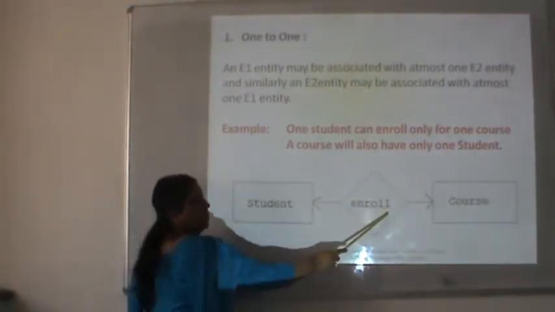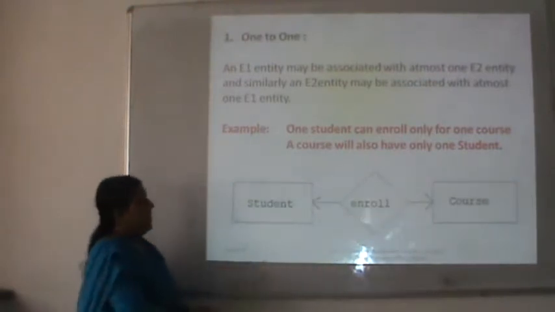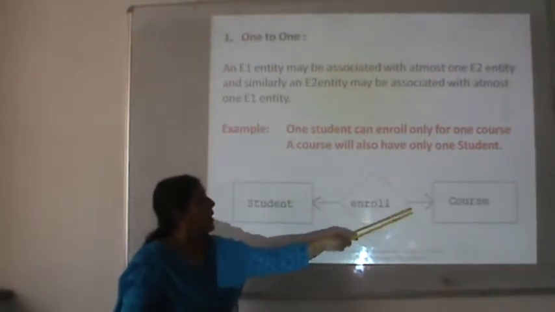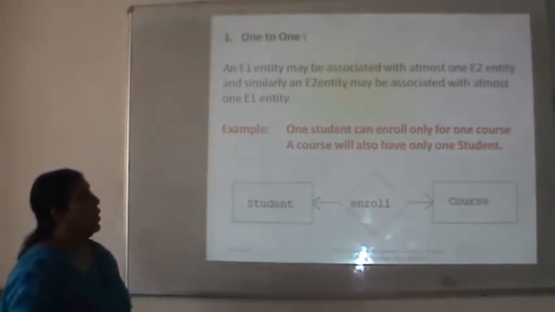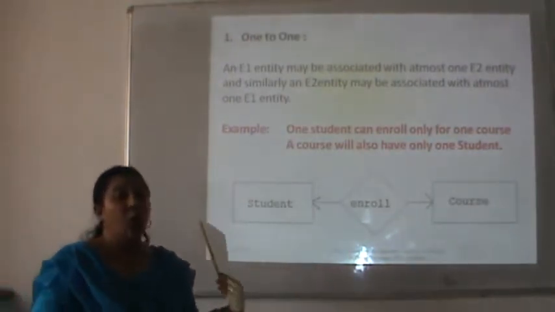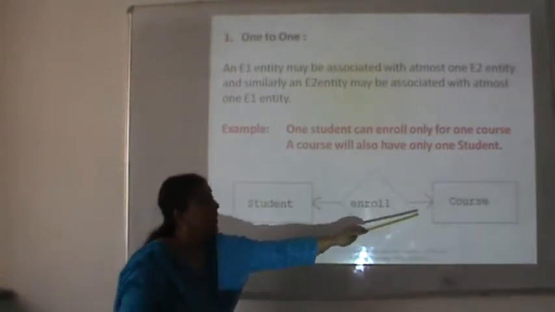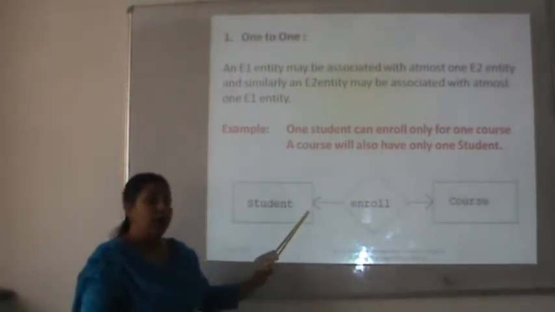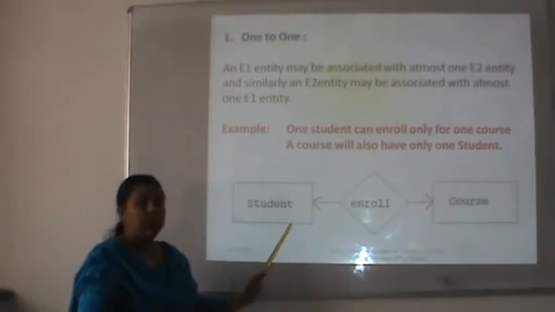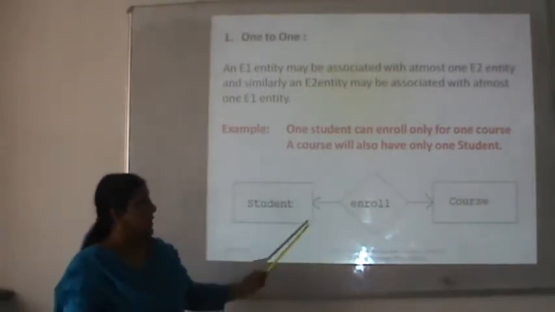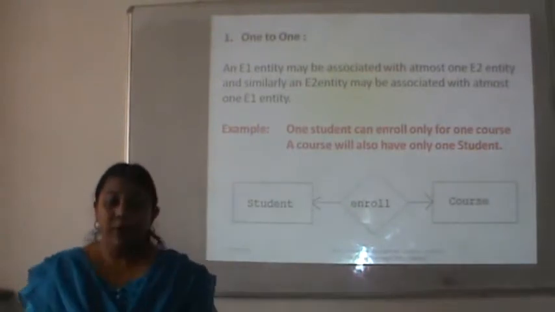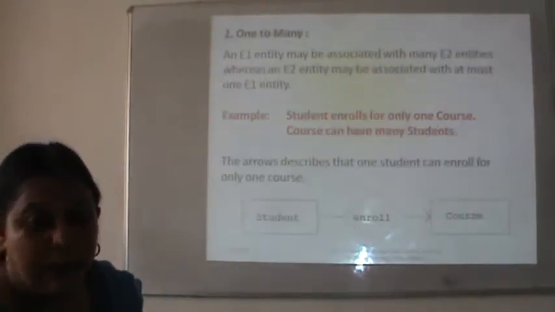So student enrolls for a course, and here, since it is one-to-one mapping, one student can enroll only for one course, and the course will also have only one student. So one course will have only one student, and one student can enroll for only one course. Therefore, this is an example of one-to-one mapping.